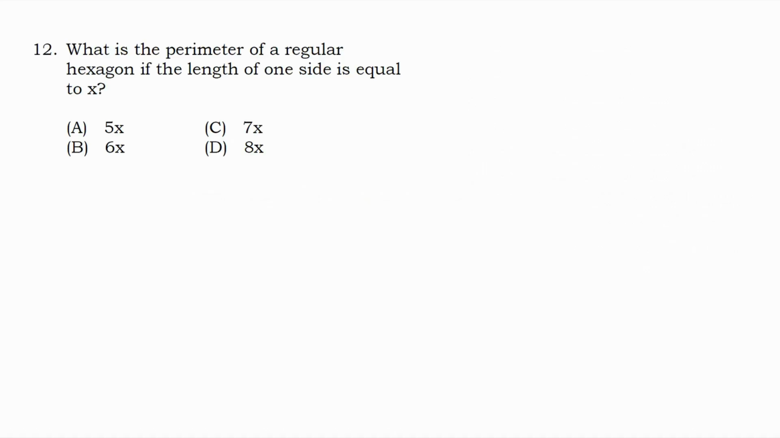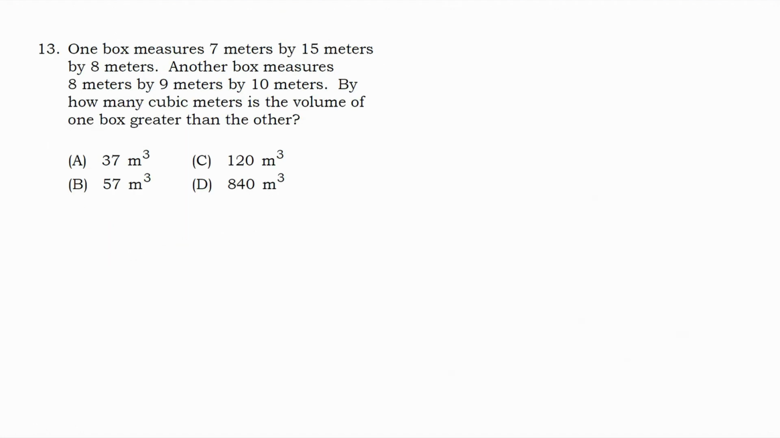Number 12, what is the perimeter of a regular hexagon if the length of one side is equal to x? So, sabi dito, regular hexagon. Kapag sinabing regular hexagon, all sides are equal. And then, pag sinabing hexagon, meron yun na 6 sides. Tapos, yung tinatanong is perimeter. So, the number of sides times kung ano yung length ng each side. So, x daw yung length. So, we have 6x as perimeter. Letter B. Number 13, one box measures 7 meters by 15 meters by 8 meters.